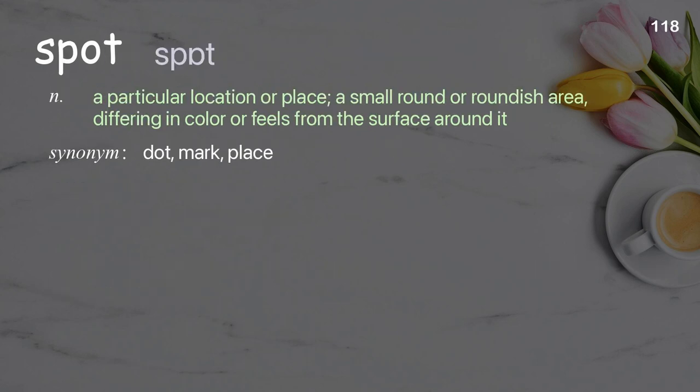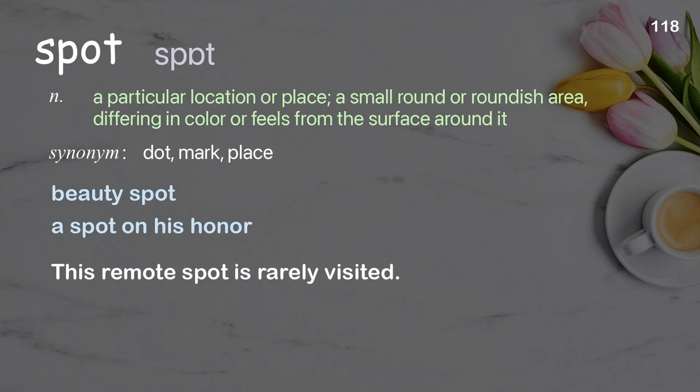Spot. A particular location or place, a small round or roundish area, differing in color or feel from the surface around it. Examples. Beauty spot. A spot on his honor. This remote spot is rarely visited.